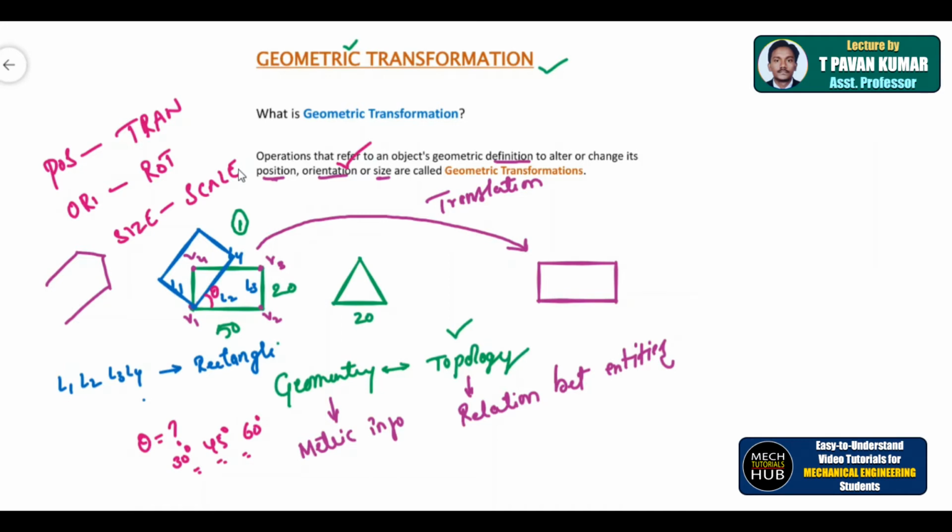All right, this is what I mean. Operations that refer to an object's geometrical definition to alter or change its position, orientation, or size are called geometrical transformations. In any of the modeling software, unless you have these tricks or techniques, you can't create or design a new model or any other model.